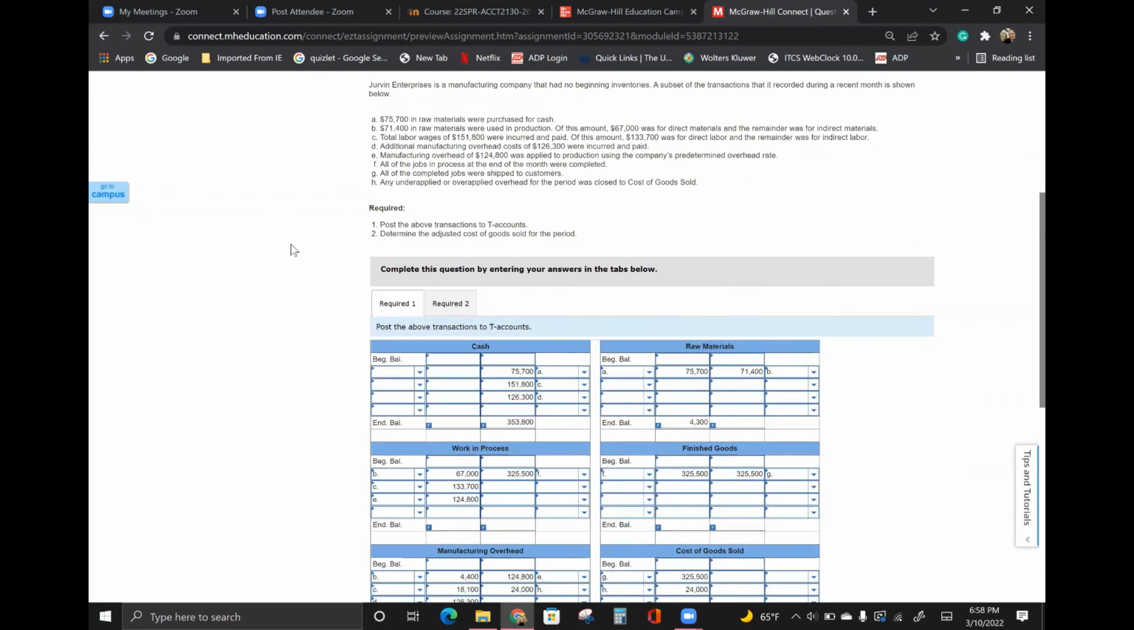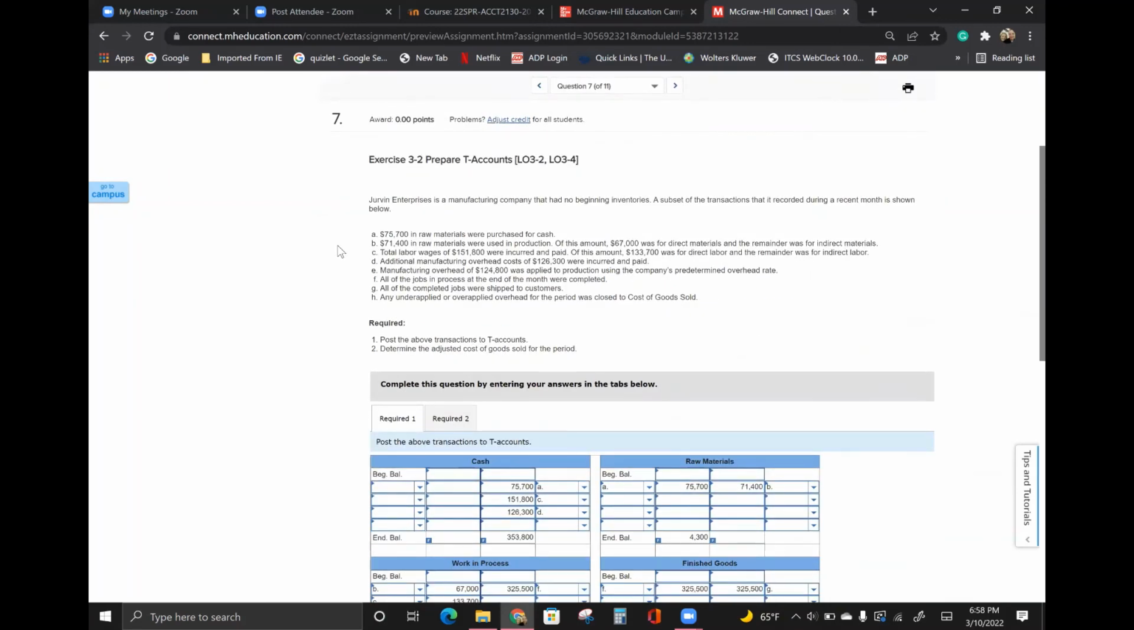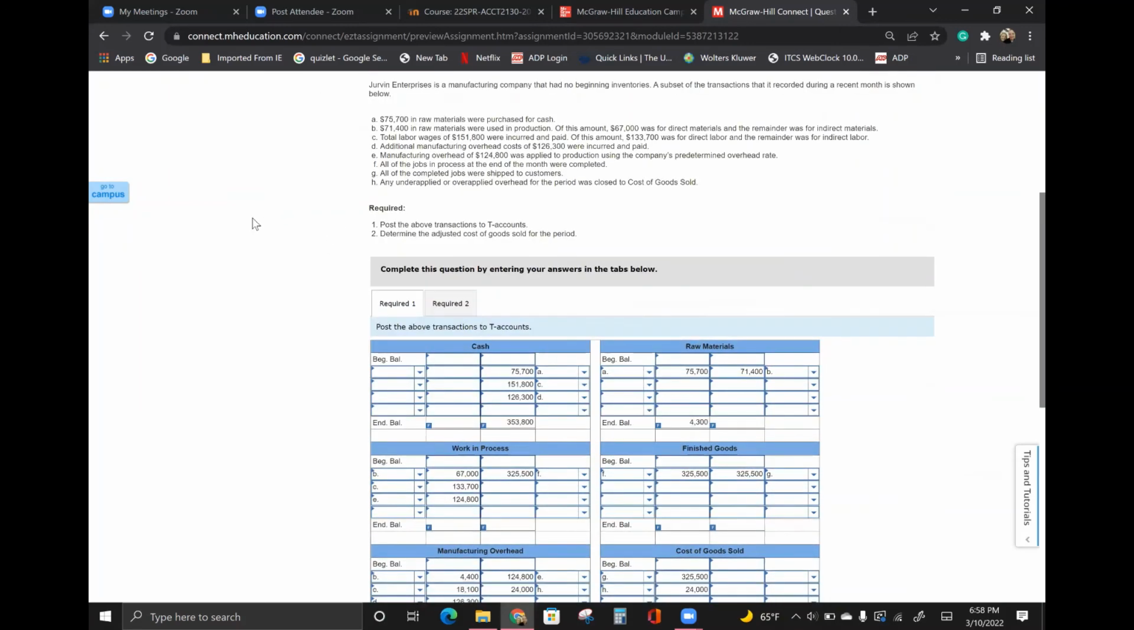All right, problem number 7, you're preparing the T accounts. So you're going to be looking at each one of those accounts, and it's going to give you these different transactions that happen. So we have 75,700 in raw material that was purchased for cash. So you have to put it on the T account. And in this case, because they're telling you that and they're giving you all the accounts, you'll do both sides. If I'm paying cash out, then I'm doing a credit. So I have a credit of 75,700 here for A.